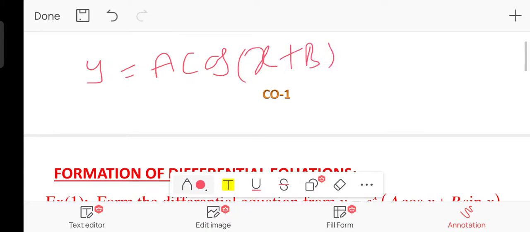Now students, here A is a constant and B is a constant. These two are called arbitrary constants. Arbitrary means we can give any value to the particular constant. So we can give A equal to 1, 2, 3, 4 like that. So then that is called an arbitrary constant. And there is another type, that is the fixed constant.